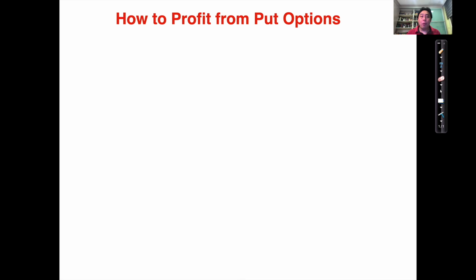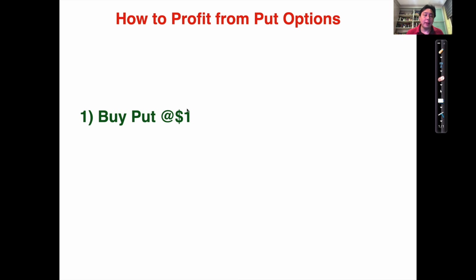Okay, so to summarize what we've learned about put options, how do we profit from put options? Again, there are two ways. The first way is to buy a put and sell it at a higher price. So for example, you buy a put at $1 and you want to sell it for more than $1.